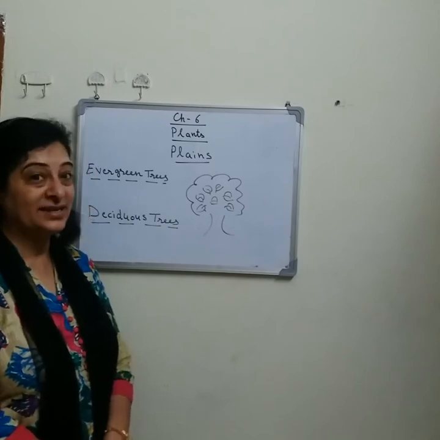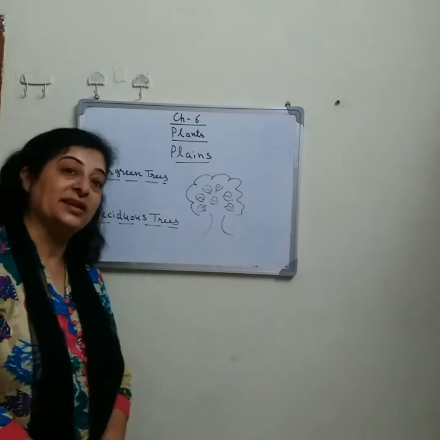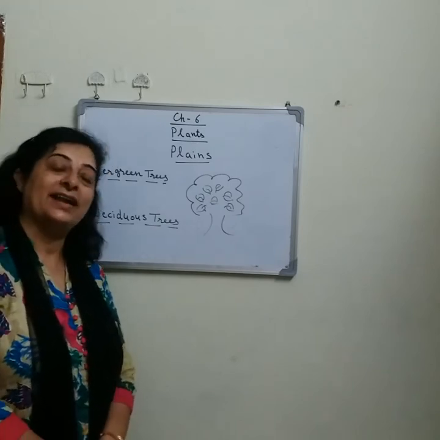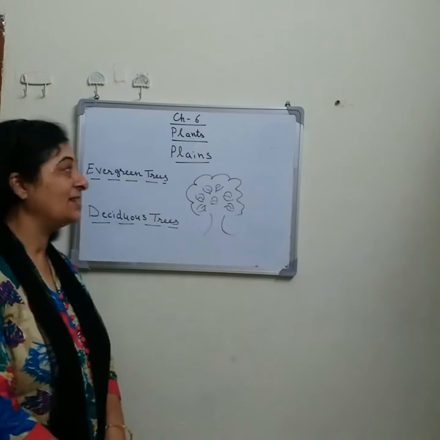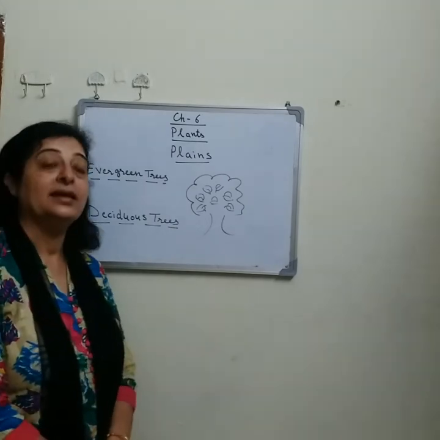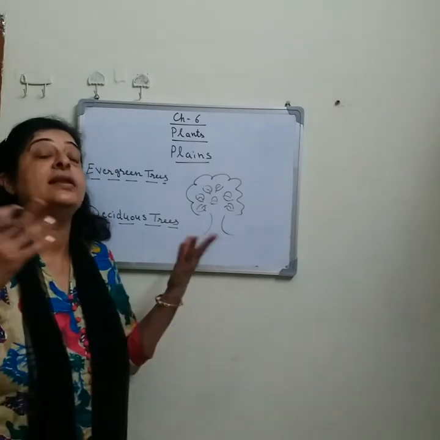Yes, as we had discussed earlier, there are two natural habitats. One is terrestrial and next is aquatic. So today first of all we will discuss about terrestrial habitat. Terrestrial habitat means the plants that grow on land.